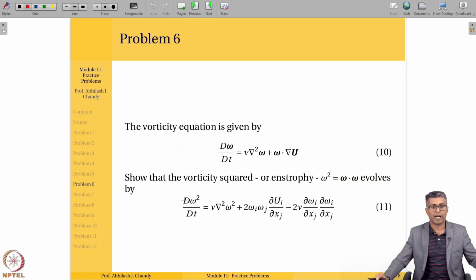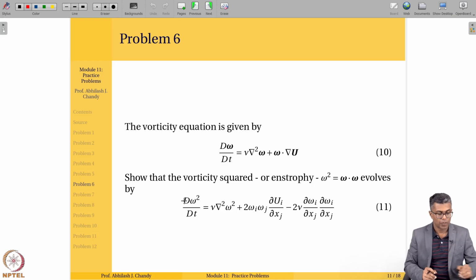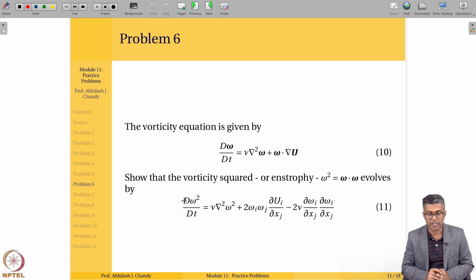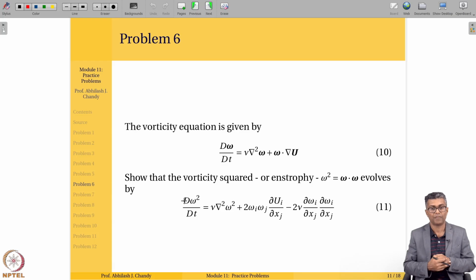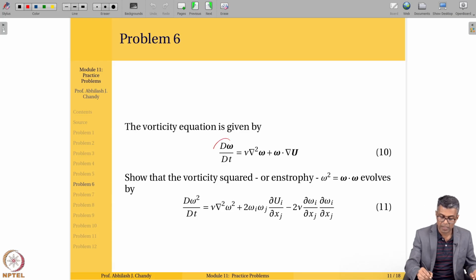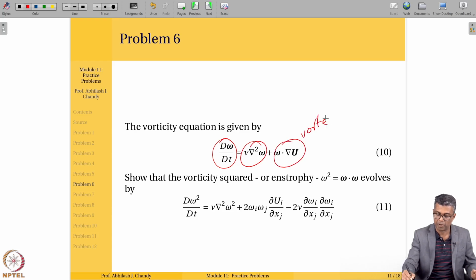Okay, now let's move on and do the next problem. Problem number 6. The vorticity equation is given by d omega dt equals nu del squared omega plus omega dot del u. Okay, we have seen this equation. This is the material derivative, the substantial derivative. This is the viscous term, and this is the vortex stretching term. Remember, it is the vortex stretching term.